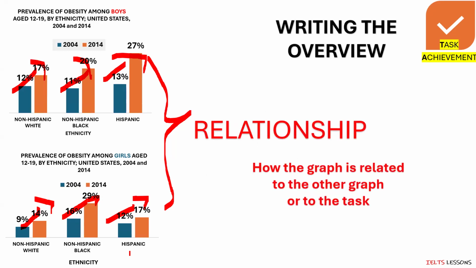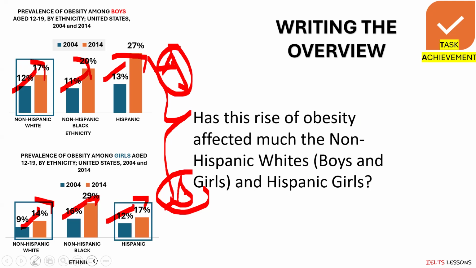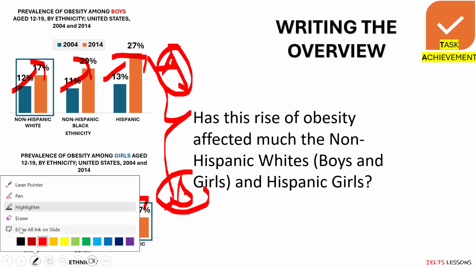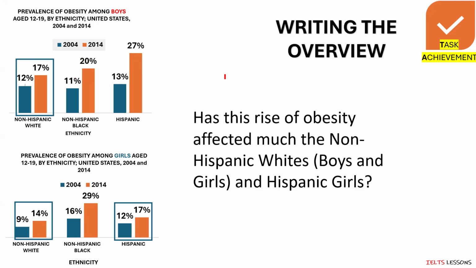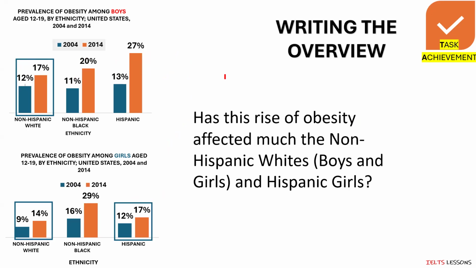Now, how about their comparison? When I say relationship, it means their comparison. How do we compare these two things? How are these two graphs related? How is graph A and graph B related? Of course, they show something relevant, certainly. So how are they relevant? The relevance here is this one.